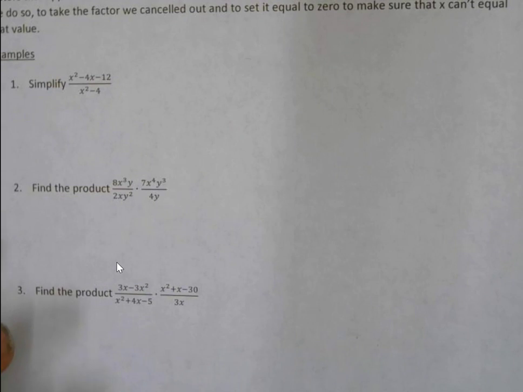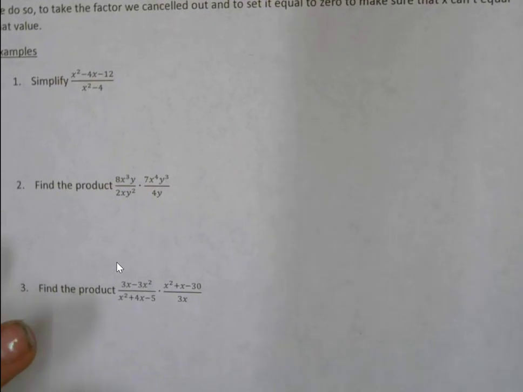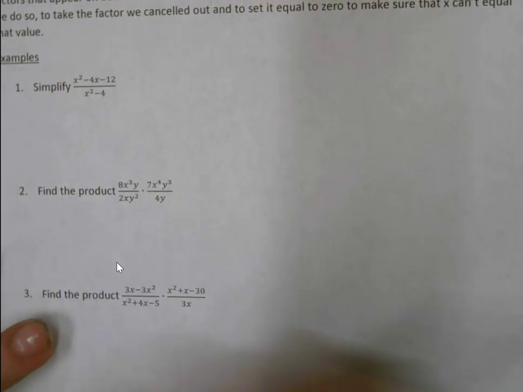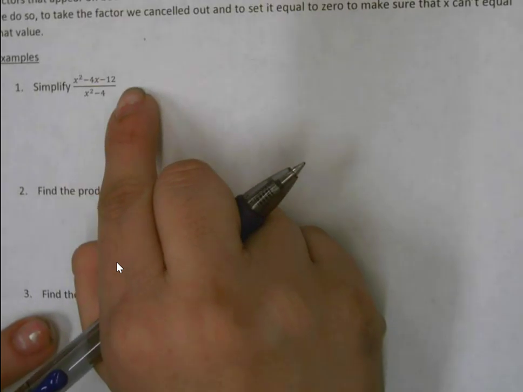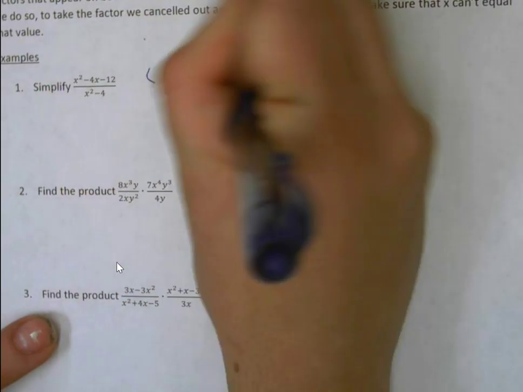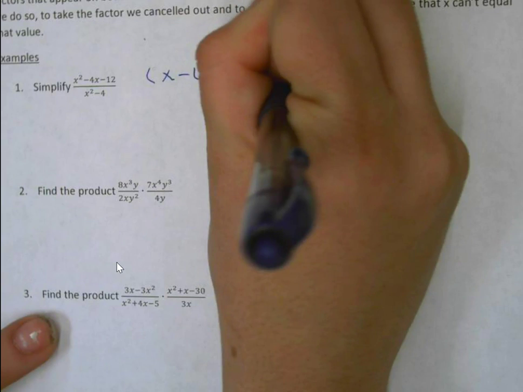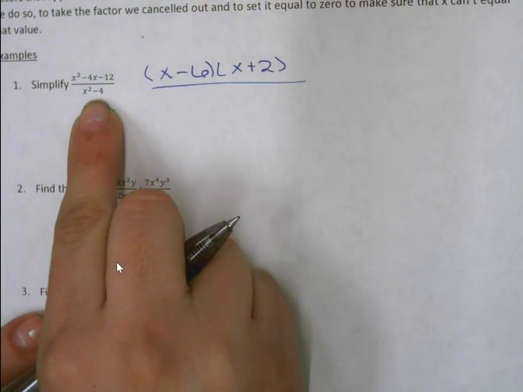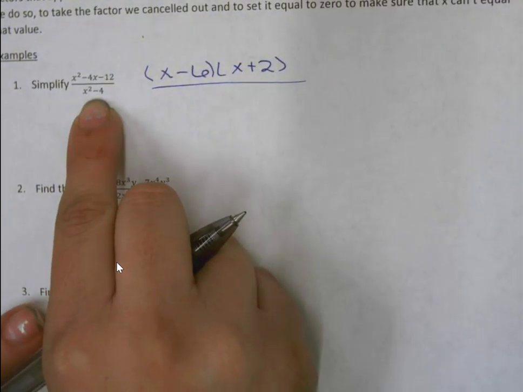Okay. So I want to factor this and cancel some things out. What multiplies to negative 12 and adds to negative 4? Okay. What multiplies to negative 4 that adds to 0? Multiplies to negative 4 that adds to 0, because I don't have a middle term here.